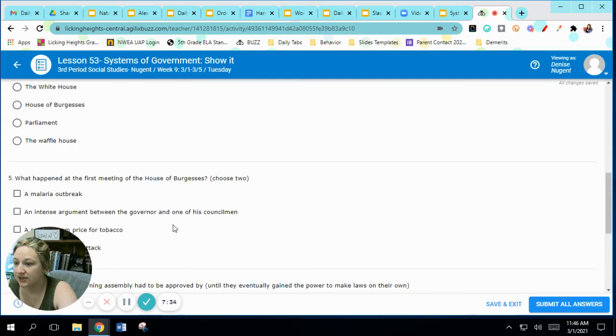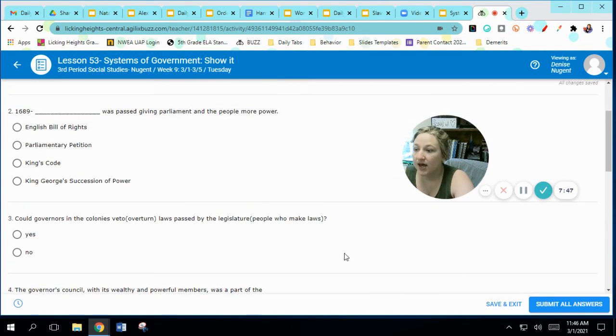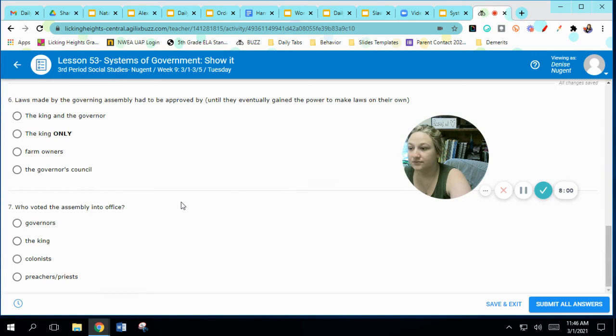All right. We're going to do what happened at the first meeting of the House of Burgesses. It was a malaria outbreak, and they set a minimum price for tobacco. In 1689, what was passed giving Parliament and the people more power was the English Bill of Rights. And laws made by the governing assembly had to be approved by the king and the governor. Until they eventually gained the power to make their own laws.